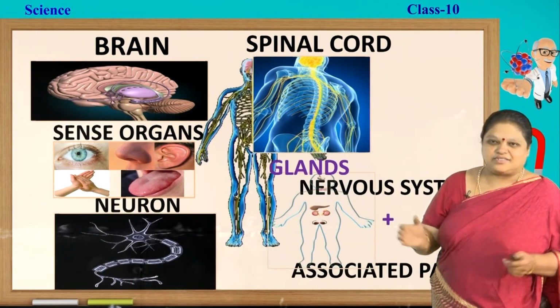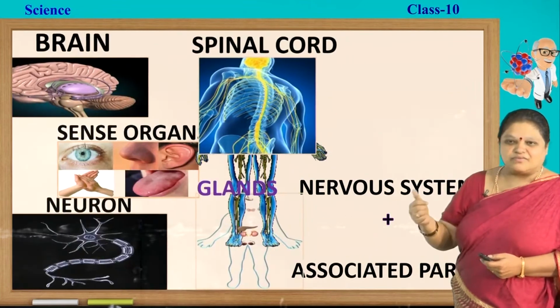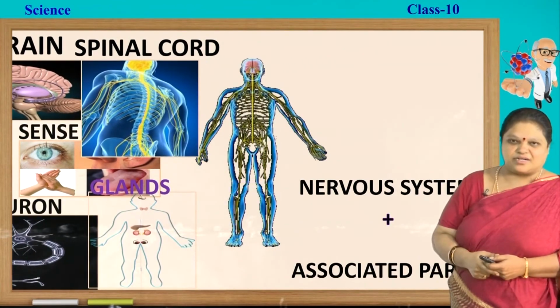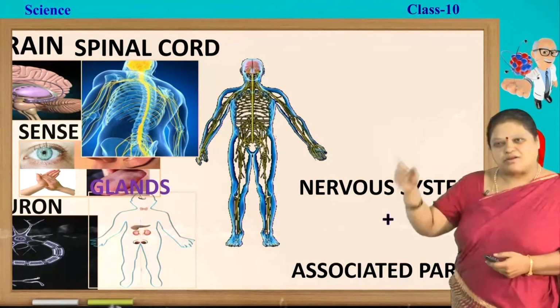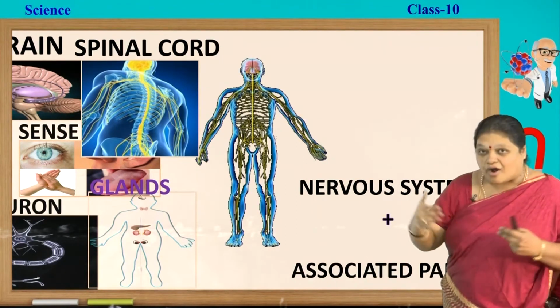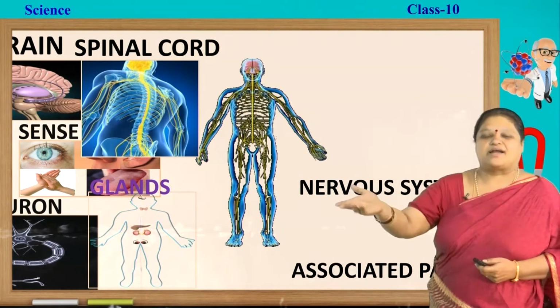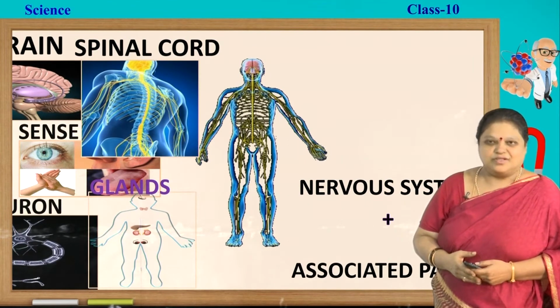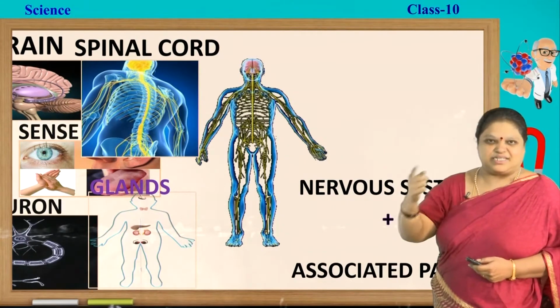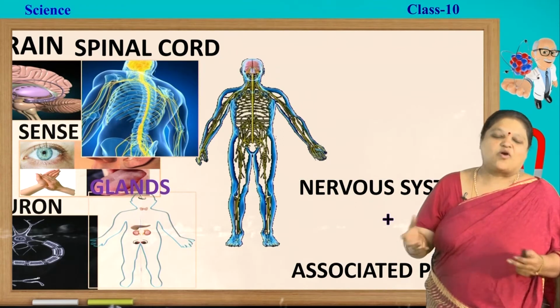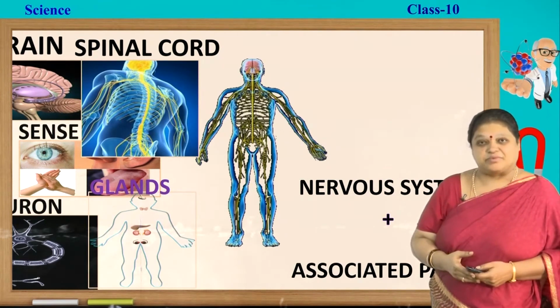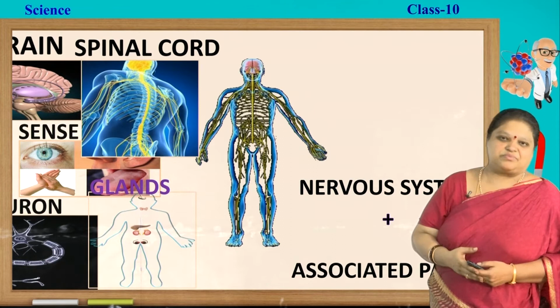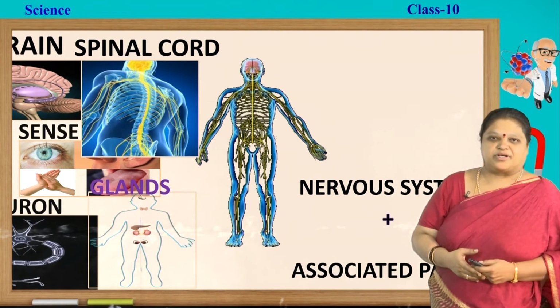So, all these together, along with the nervous system and associated parts, there will be control over all these activities, coordination among them, and they react and respond to stimuli. Because of all these activities, you can coordinate, you can react to something, you can act on something. So, this is very important.